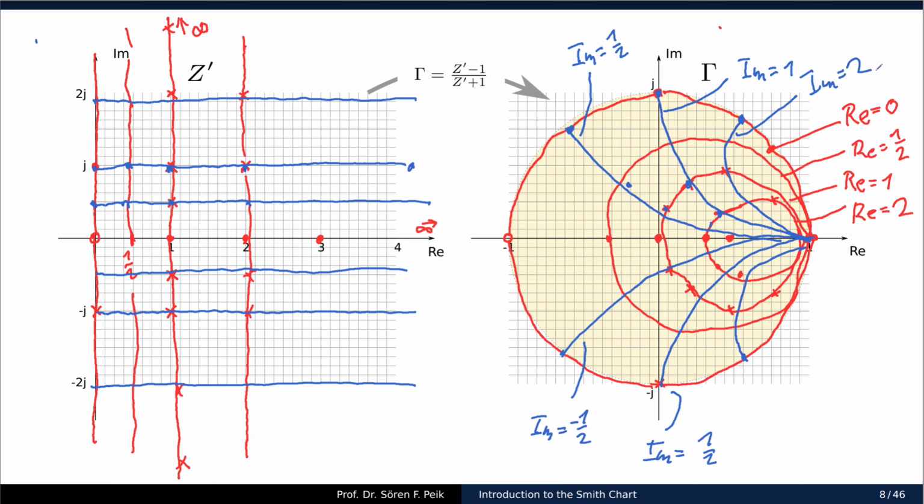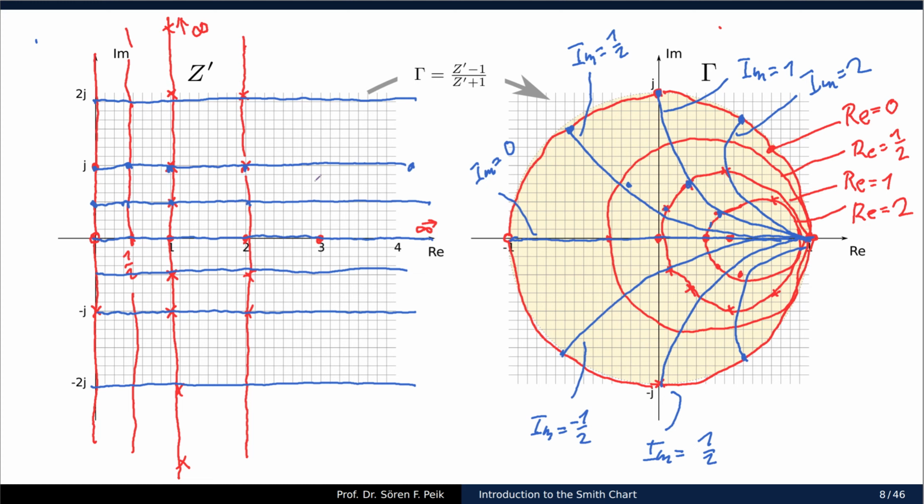Now I hope you can see that. Oh, actually, again I forgot, the real axis is also constant. When the imaginary part is 0, we move on that real axis, no? So that would be imaginary part is 0. And now you see the idea. Lines of constant real part, the red ones, become these red circles. Lines of constant imaginary part become these blue bands.